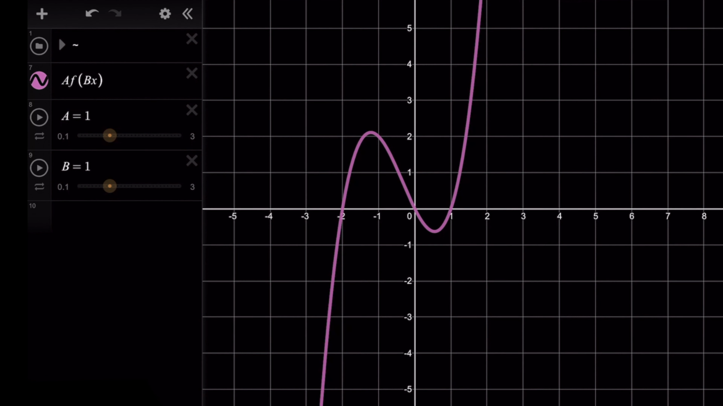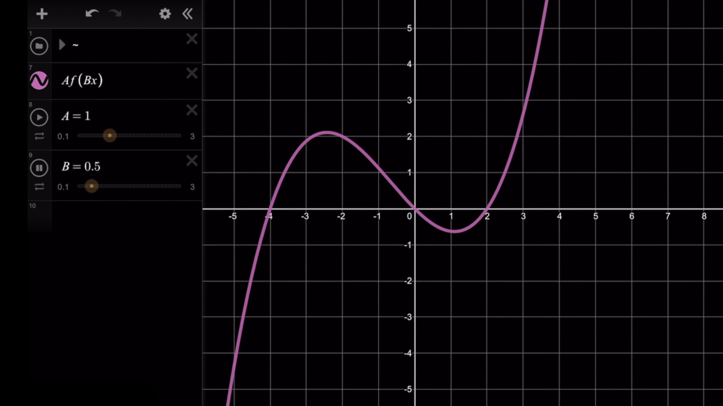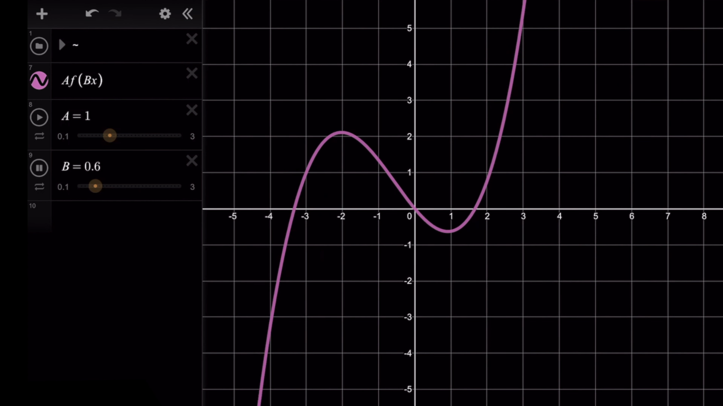All right, so let's look at our example. So I'll do the horizontal scalings first. So here you'll notice that if I'm doing a value that's less than 1, the graph is expanding or stretching horizontally.